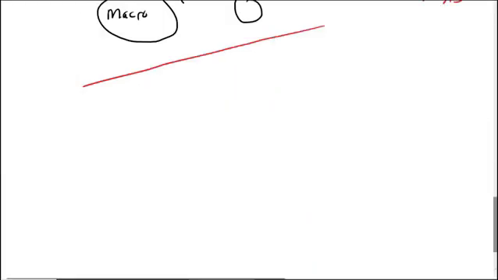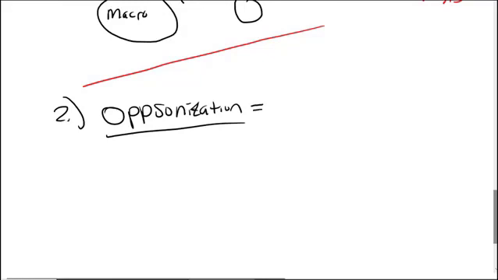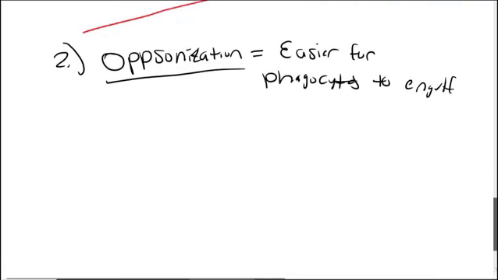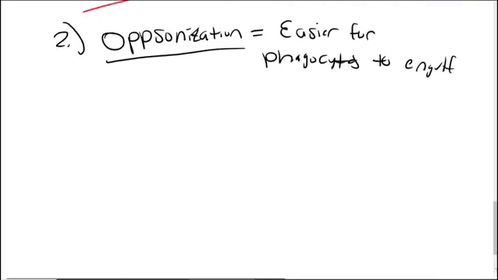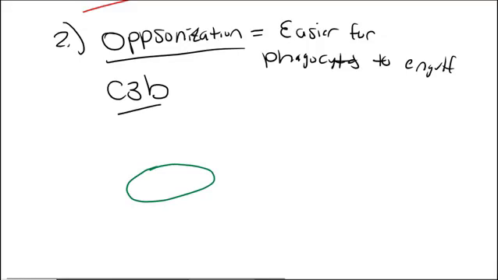The second outcome is called opsonization. Opsonization is a fancy word that just means easier for phagocytes to engulf. The part of the complement system that enhances opsonization is C3b. So once again, here's our pathogen. Once the complement system is activated, a lot of C3b is going to be produced, and the C3b is going to coat the outside of the pathogen.